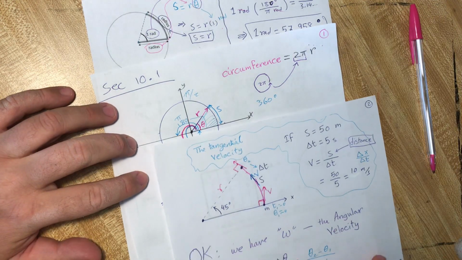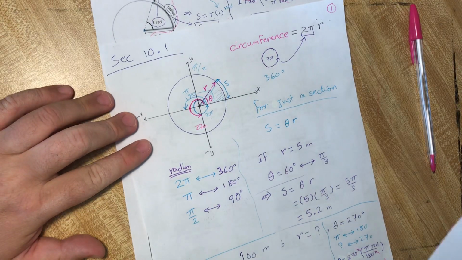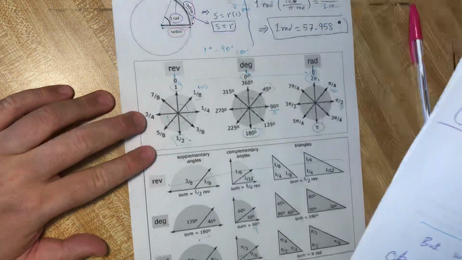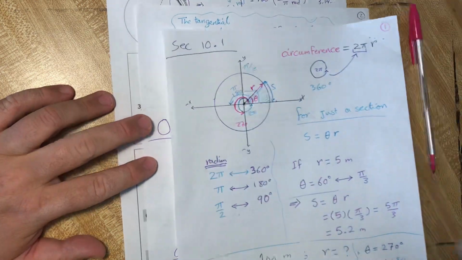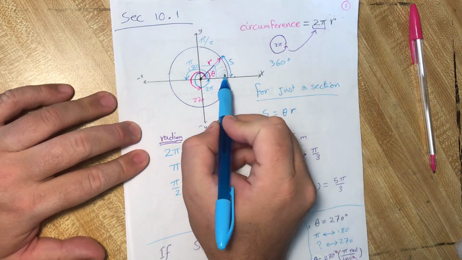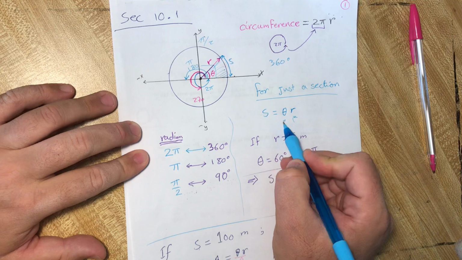We need radians. We will now calculate the velocity, angular velocity, and the acceleration in the next part, but you need to find how to calculate the length of the section, knowing the radius and the angle.